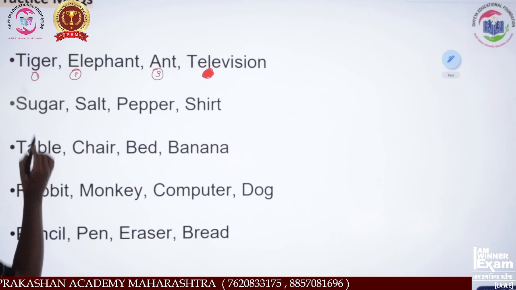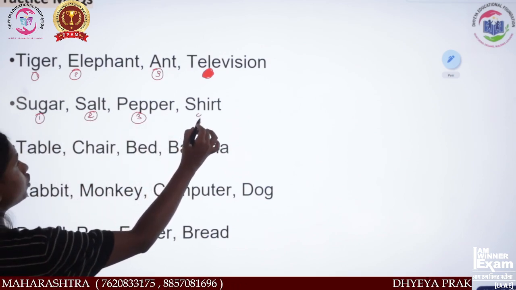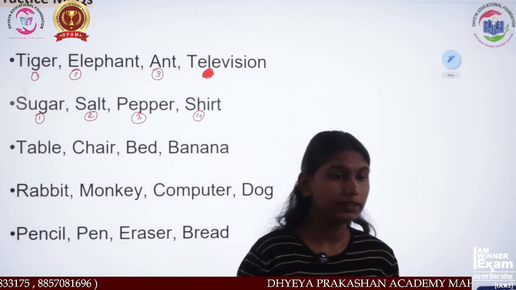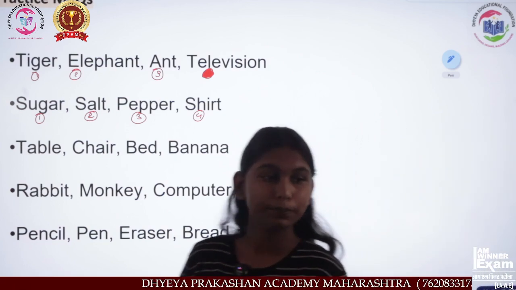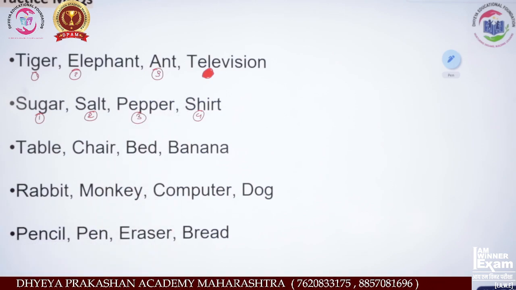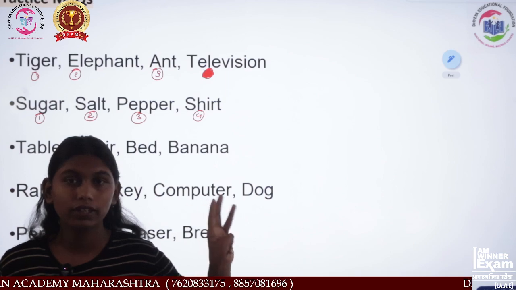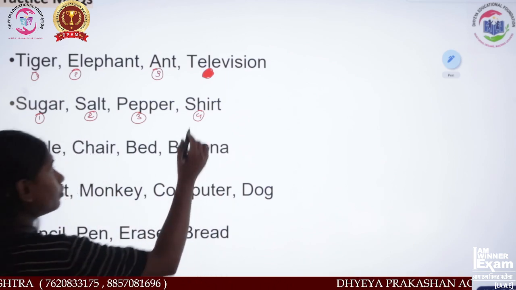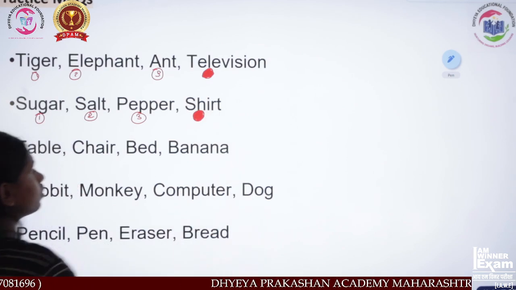Then next, sugar, salt, pepper and shirt. And shirt. So here sugar, salt, pepper and shirt. Now sugar, salt and pepper are the things that we eat, right? But shirt is the thing that we wear. So shirt is the different here. So coloring the fourth one.